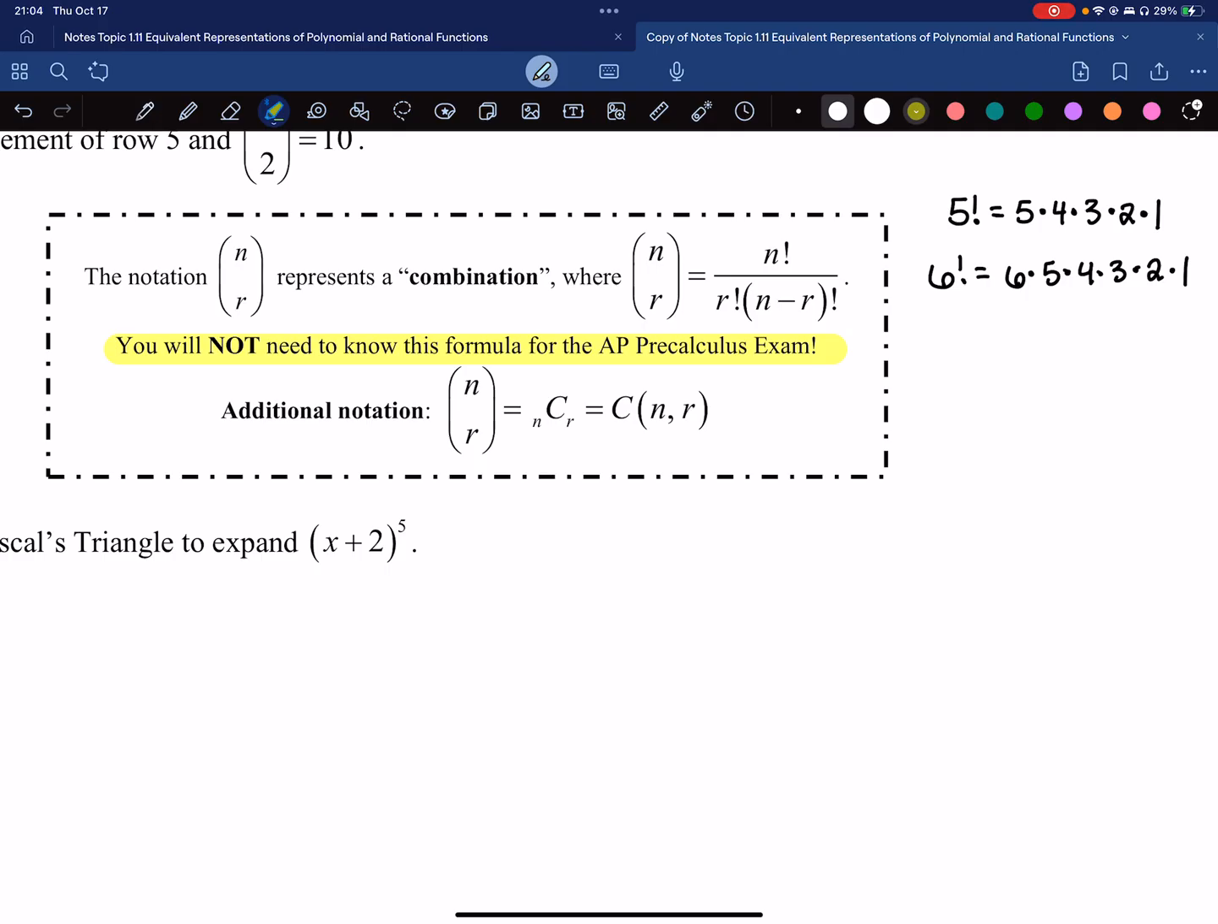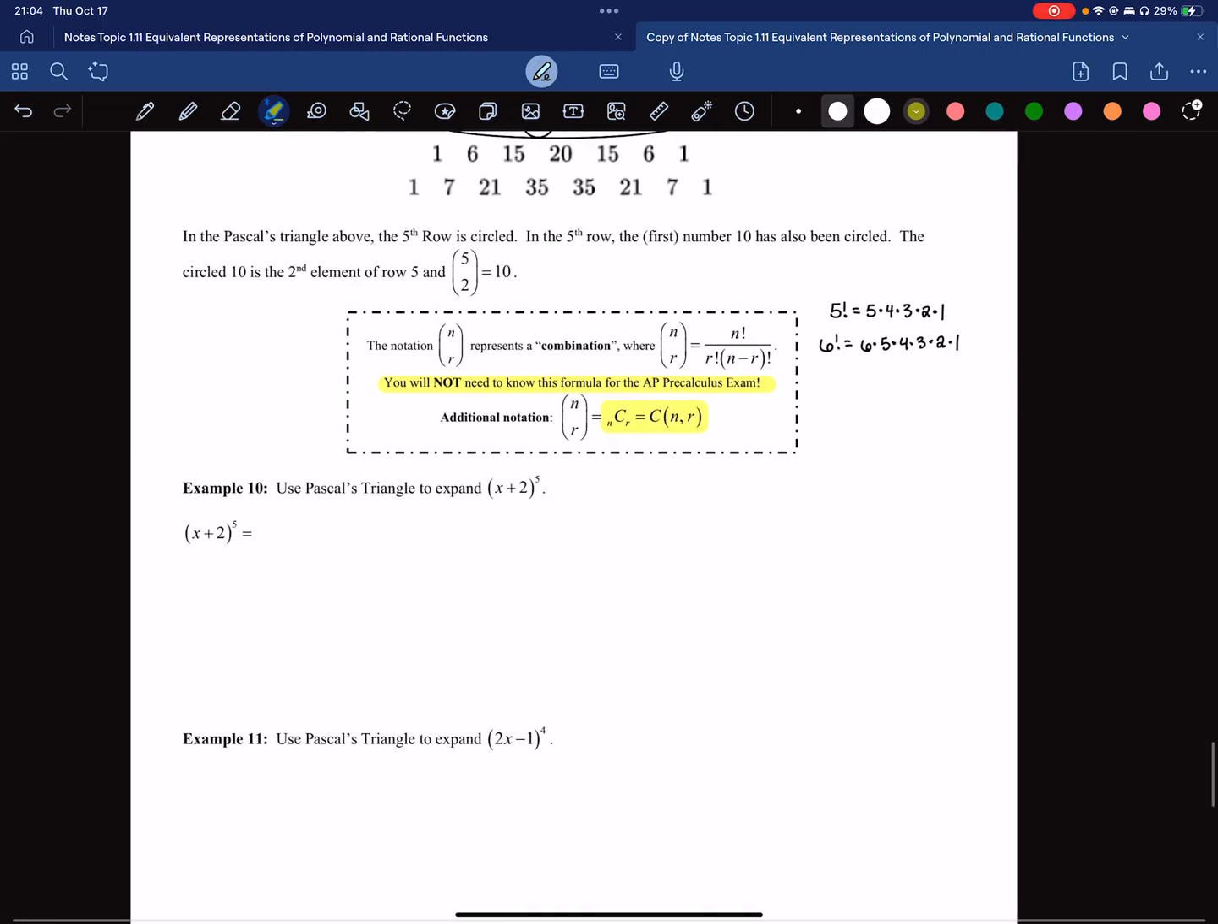But if you know this part right here, you can use your calculator to help you find some of these numbers from Pascal's triangle. So we're not going to stress about that part right now. That's going to be in part 2 where I talk about that formula.